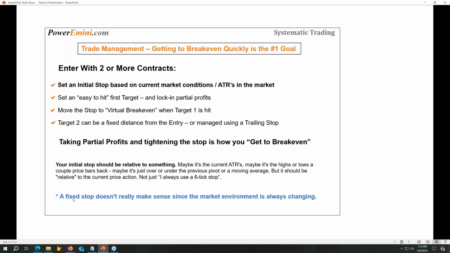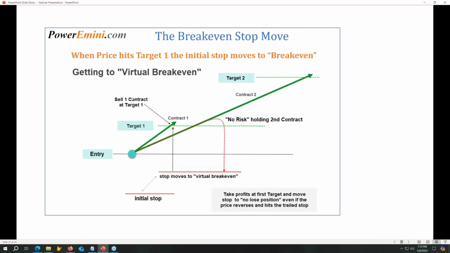Again, a fixed stop doesn't make sense since the market environment changes from day to day. The volatility, the ranges, the ATRs, that's what I think you want to focus on. I don't want to talk about this too long. I just included it because this is a diagram of what I just mentioned, getting to virtual break even by selling a contract at the first target. And then you either have a second target or you manage it with a trailing stop. I've got more about this on our website.